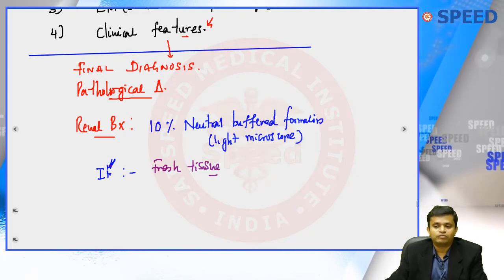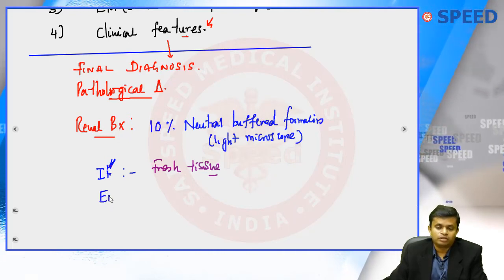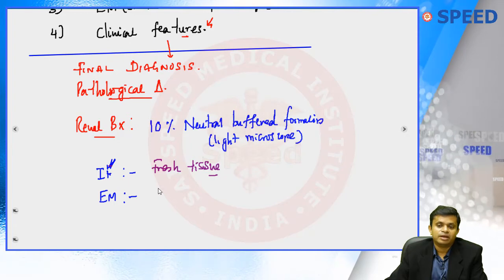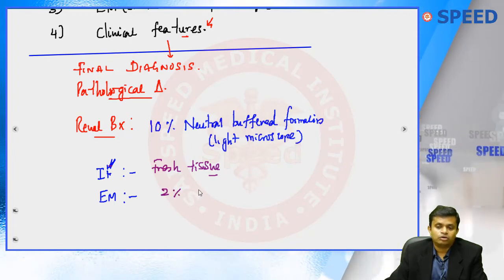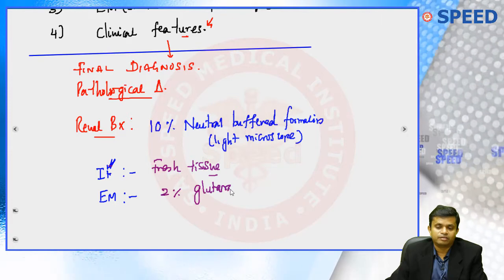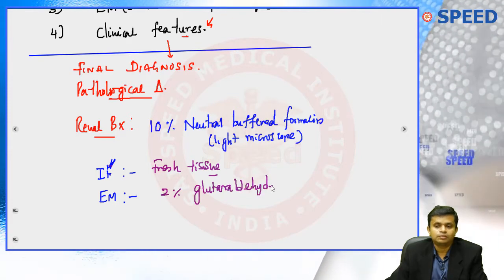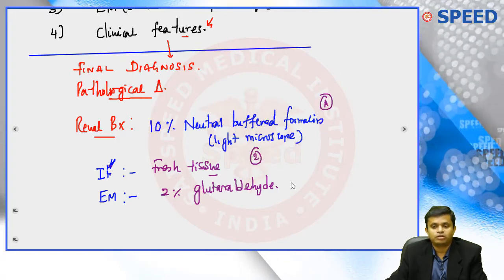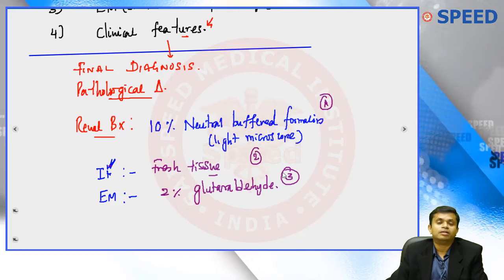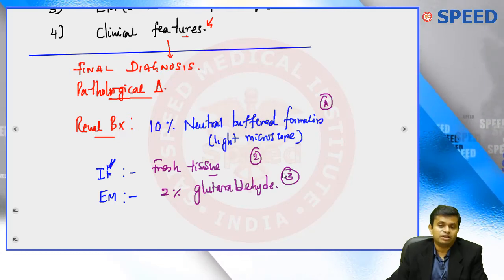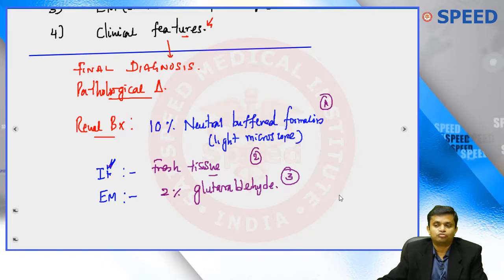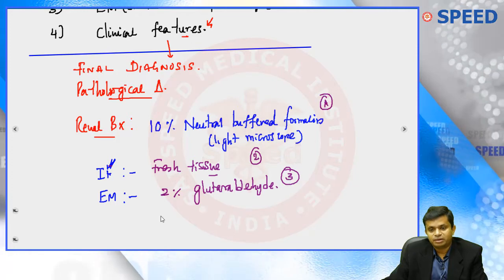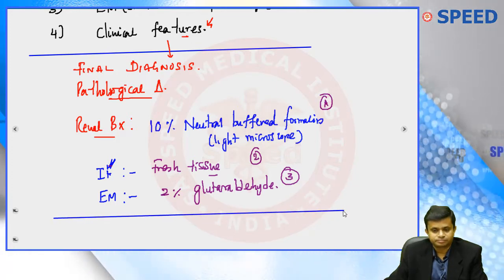For electron microscope, what is the fixative choice? I am sure we already discussed this point in the first session. It is basically 2% glutaraldehyde. So, we now have formalin as a fixative, fresh tissue for immunofluorescence, and 2% glutaraldehyde as the fixative choice for the renal biopsies. Now I am going to discuss the first thing, how do we interpret renal biopsies.